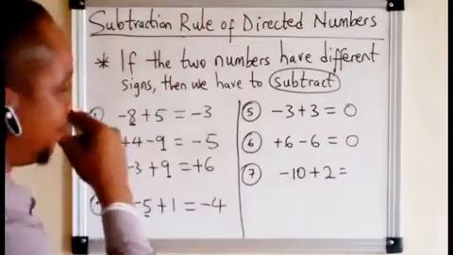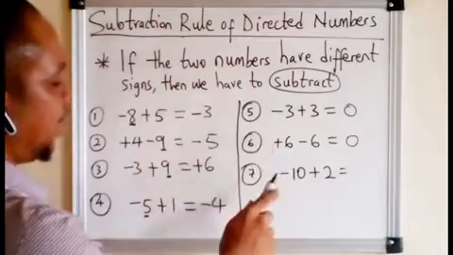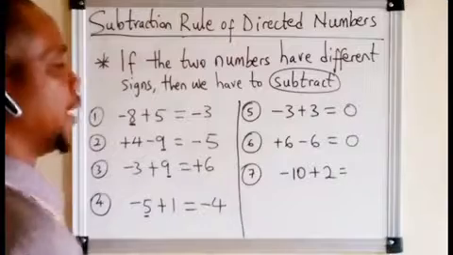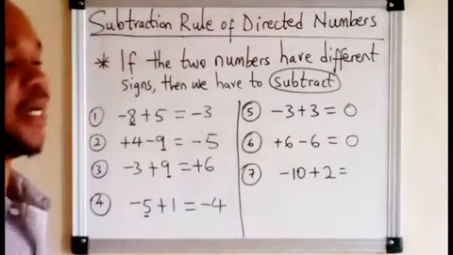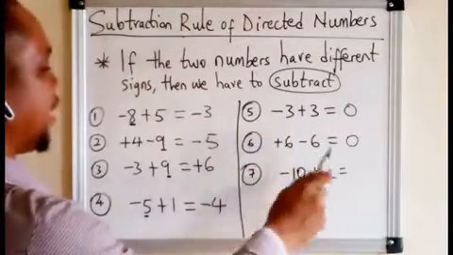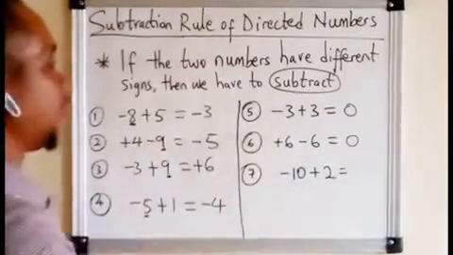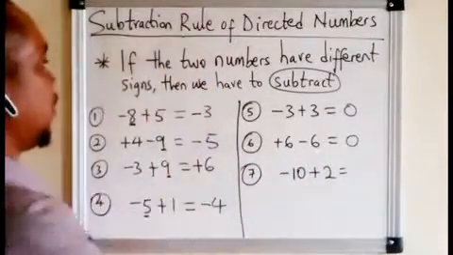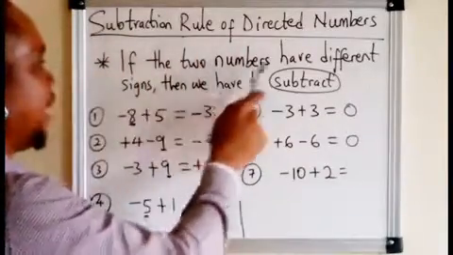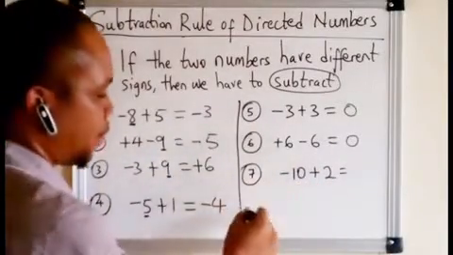Then number 7, minus 10 plus 2. You can see that 10 is carrying a minus sign while 2 is carrying a plus sign. They are carrying different signs, and because of that, we are going to subtract. The two numbers have different signs, and because of that, we are going to make use of the subtraction rule. The subtraction rule tells us that if the two numbers have different signs, then we can subtract. Therefore, minus 10 plus 2, we are subtracting.